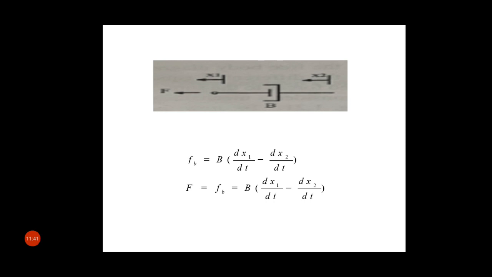Okay, so now when the dashpot has displacement at both ends, as shown in the figure, then this reactive force is equal to b into (dx1/dt minus dx2/dt). According to Newton's law, applied force F equals this reactive force, and this force is equivalent to b into (dx1/dt minus dx2/dt).